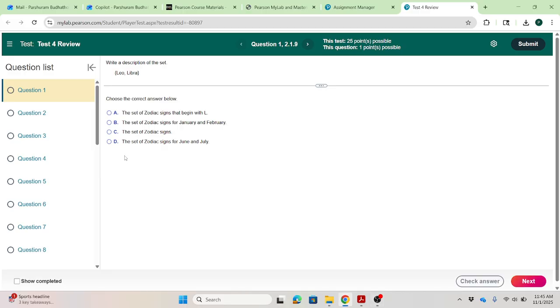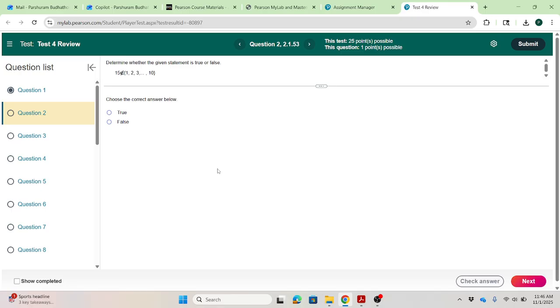Test for review. There are 25 questions and I'm going to do non-repeated questions. First of all, write a description of the set Leo and Libra. These are the options. These are the set of zodiac signs that begin with L. Yeah, that's how we can define this set.